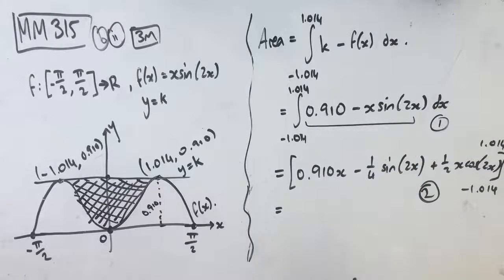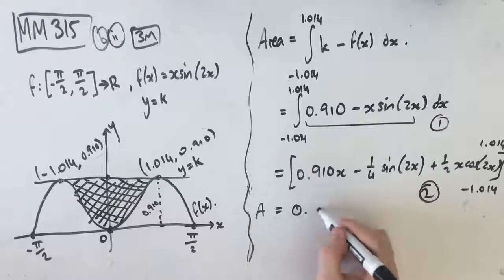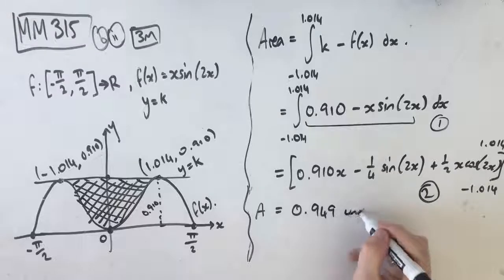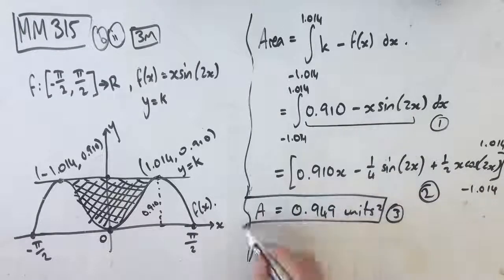Otherwise you can check out the work solutions as well. So therefore our area is going to be equal to 0.949 units squared, which gives us our third mark. Now this is our final answer for this part. If you have any questions about it, let me know.